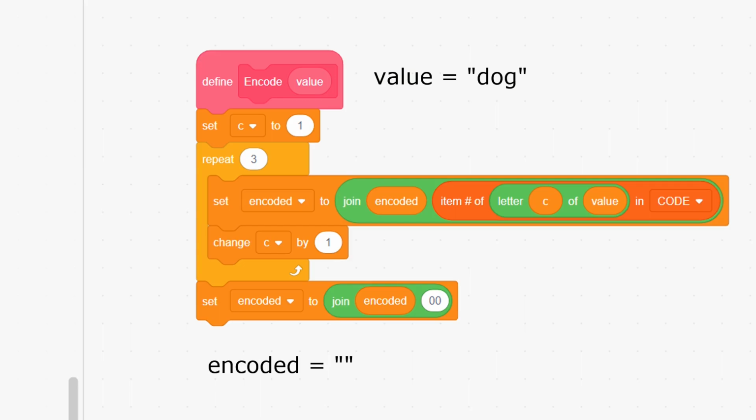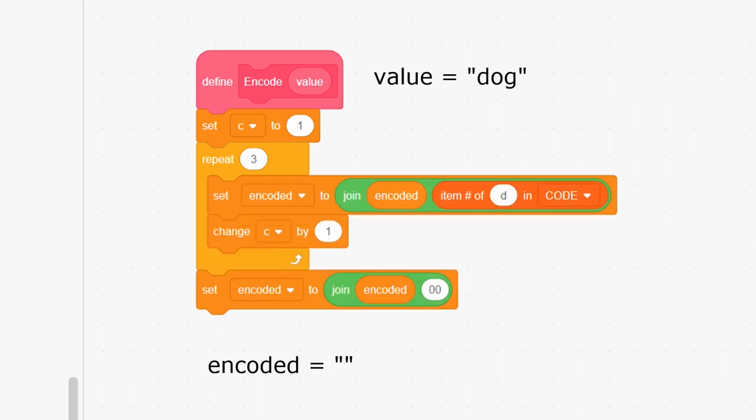Let us further assume that the encoded variable is blank at the beginning. In the first run, encoded will be set to the item number of letter D in the code list. This is 13. In the second run, the encoded variable will be set to the joint value of 13 and the item number of O. This equates to 1324. Finally, in the third run, encoded is set to the joint value of 1324 and the item number of G. This equates to 132416. This is exactly what we want.